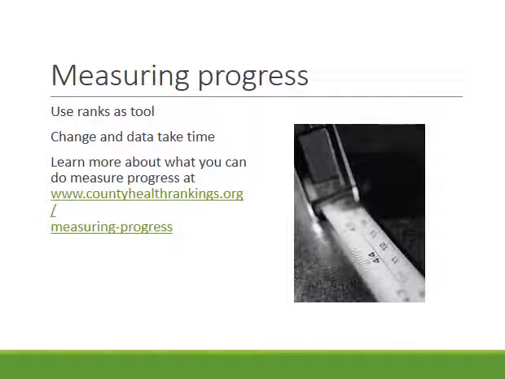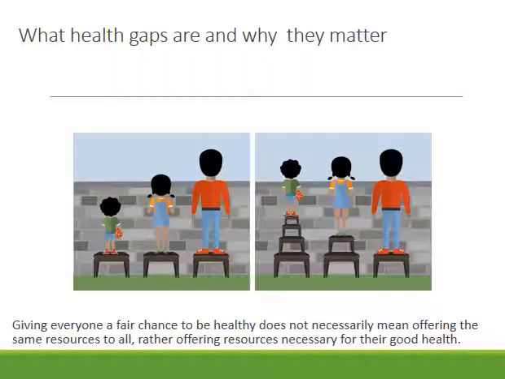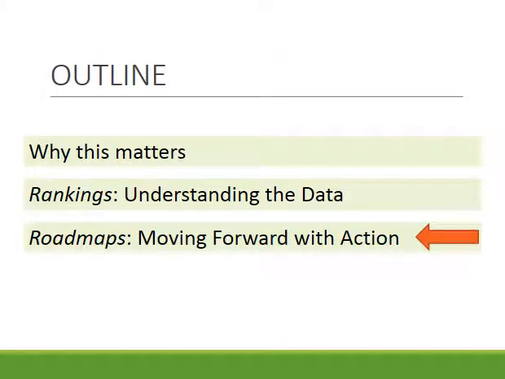And so there's a separate section to understanding progress and how data and change actually take time. And so setting reasonable expectations in your strategic plans is imperative. So the whole purpose of understanding surveillance data is to understand health gaps, where they exist, and why they matter. It gives everyone a fair chance to be healthy, and it doesn't mean offering the same resources to everybody. It really is about understanding where you can strategically target limited resources that are especially important for vulnerable populations that can really enhance their overall good health and bring them up to speed.